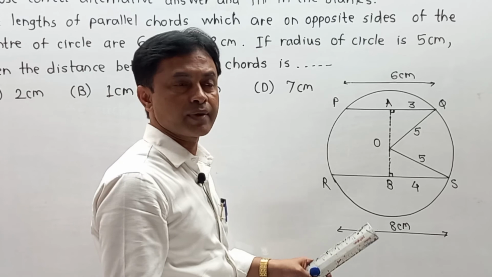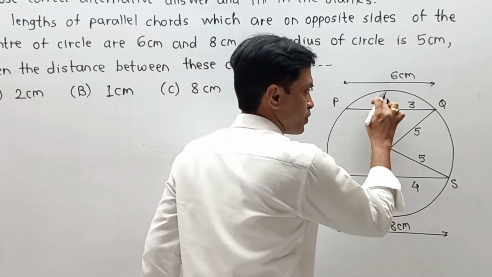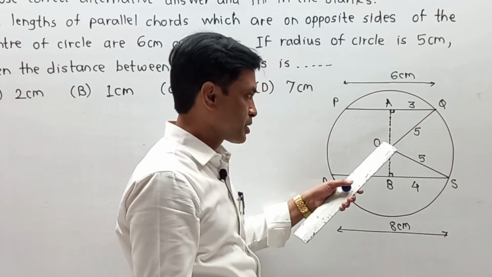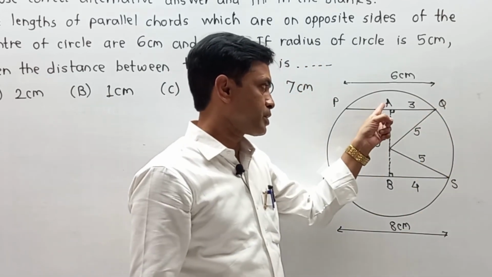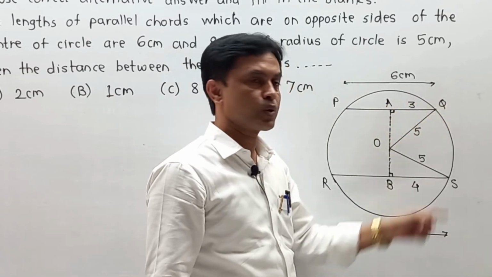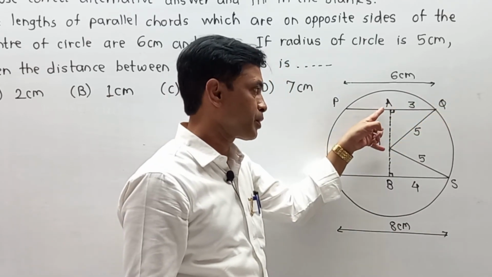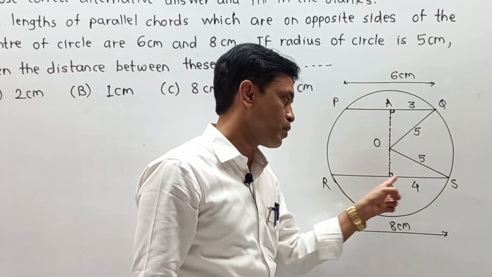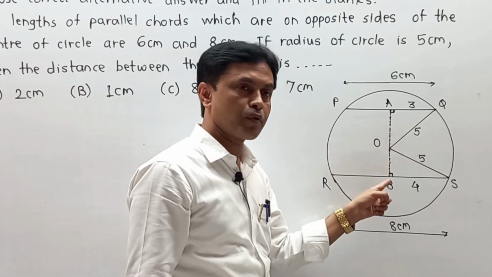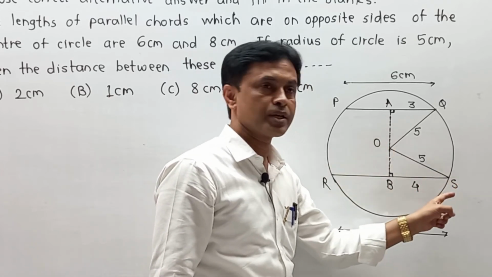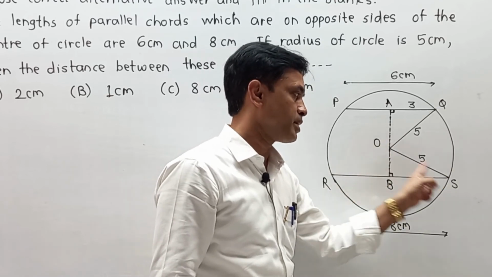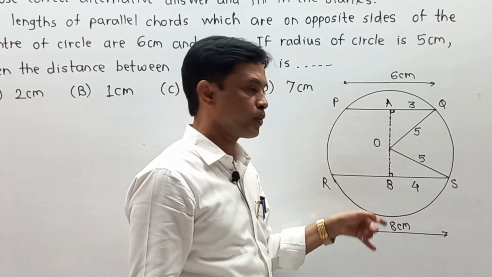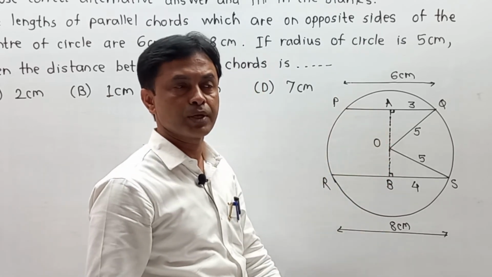Now I am going to take the same advantage over here. OA square plus AQ square is equal to OQ square. Definitely, by Pythagoras theorem, you can calculate AO. Similarly, in triangle OBS, you don't know the value of OB, but you have BS and OS. So OB square plus BS square is equal to OS square. Again you can calculate OB, and after that you can add OA and OB. But there is another trick that I am going to explain over here.